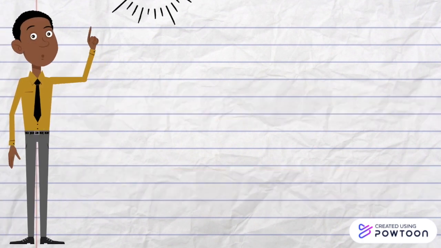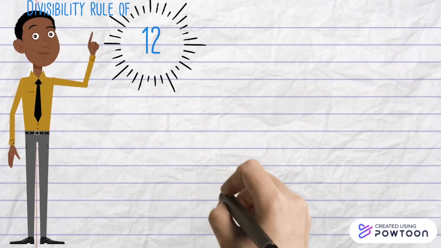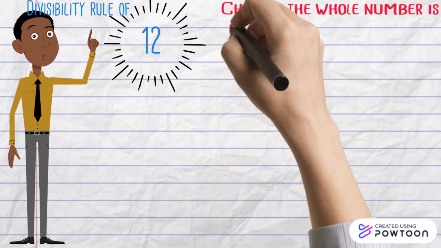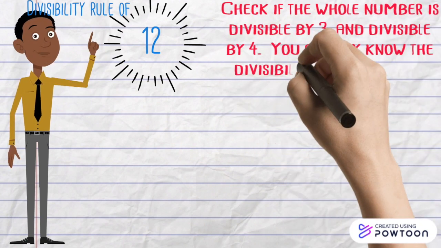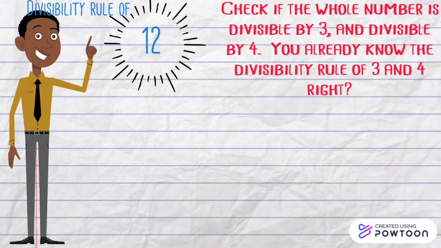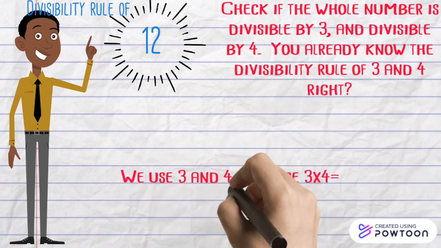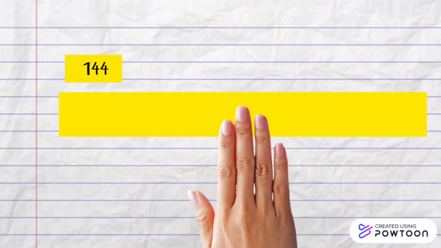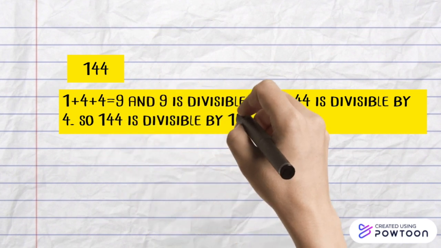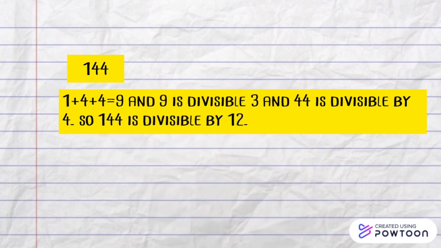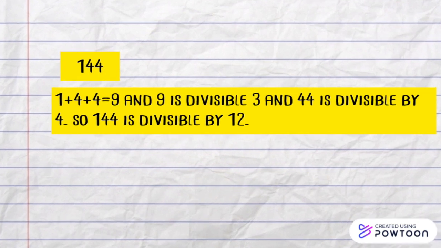Last but not least, we learn the divisibility rule of 12. You need to check if the whole number is divisible by 3 and divisible by 4. You already know the divisibility rules of 3 and 4. In 144, 1 plus 4 plus 4 is 9, which is divisible by 3, and 44 is divisible by 4. So 144 is divisible by 12. Now I understand the divisibility rules from 2 to 12.